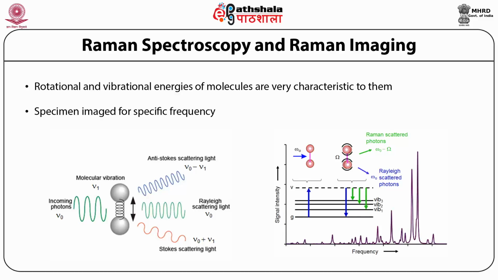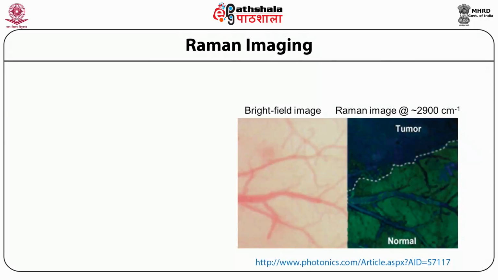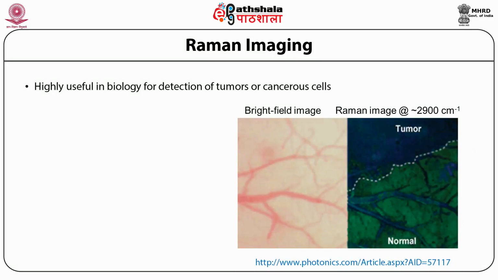Now the idea in Raman imaging is that you pick any one of these lines in the spectrum and fix your microscope in such a manner that you image the sample only for this frequency, and that is what gives you Raman imaging. Raman imaging is highly useful in biology for detection of tumors or cancerous cells. Why it is so popular in biology is because in regions where there is a tumor or the cells are cancerous, the Raman frequencies which you see in the Raman spectrum are shifted slightly.